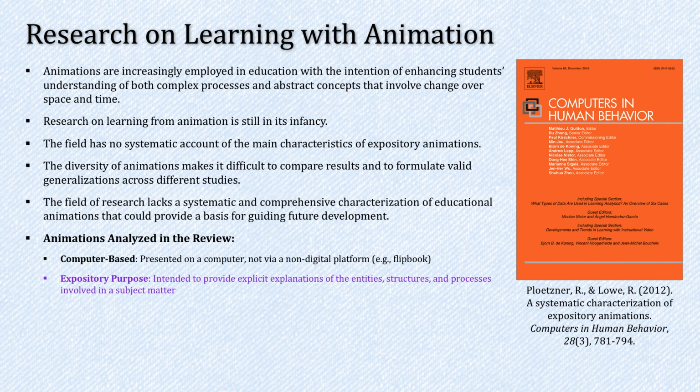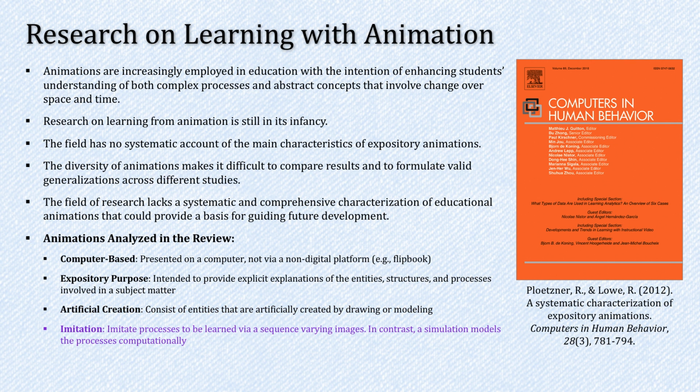The second criteria is the animations had to have an expository purpose. In other words, they were intended to provide explicit explanations of the entities, structures, and processes involved in some subject matter. The third criteria is they had to have artificial creation. They had to consist of entities that were artificially created by drawing or modeling, in other words, not video.